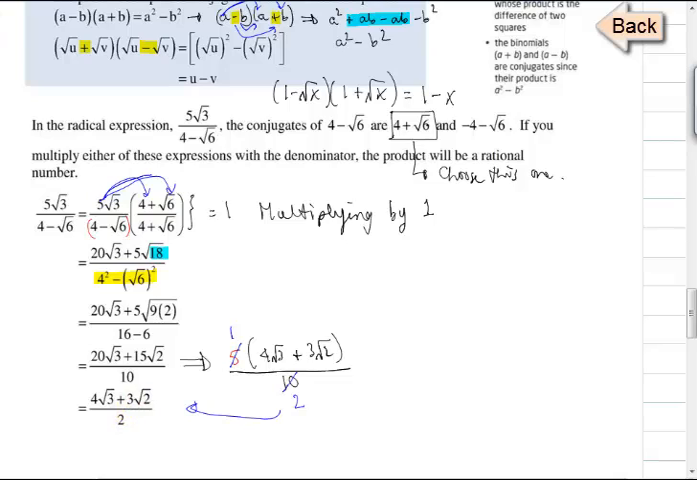Now let's take a look at this example. Let's say we had 20 root 3 plus 19 root 2 divided by 10. This expression is already considered simplified.